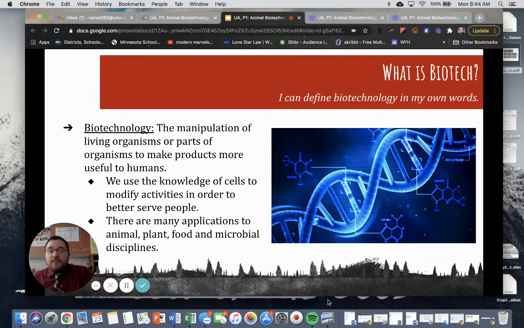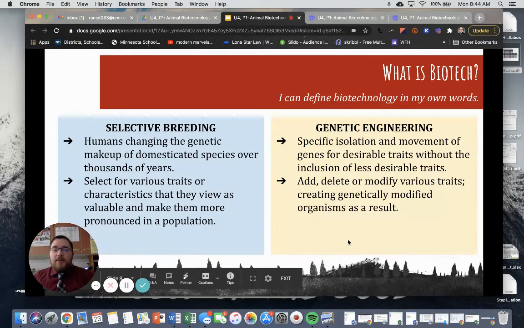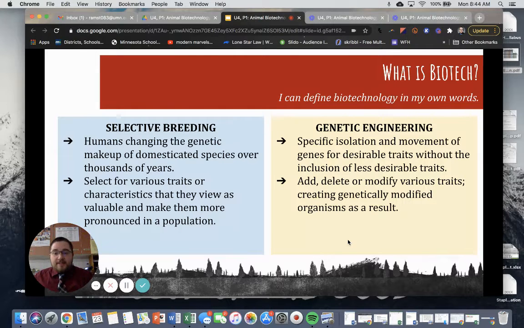We use the knowledge of cells to modify activities in order to better serve people like you and I. Again, we want biotechnologies to be advantageous for humans. So there are many different applications to animal, plant, food, and microbial disciplines. The next slide compares and contrasts two common types of biotechnologies. The first is something that we probably all are very familiar with, and that is selective breeding.